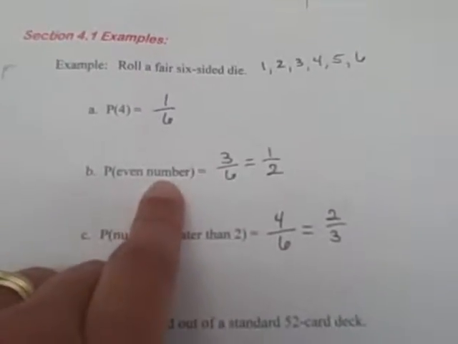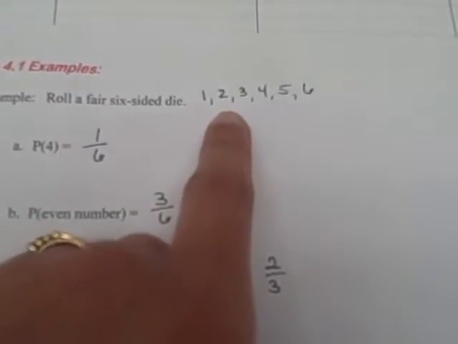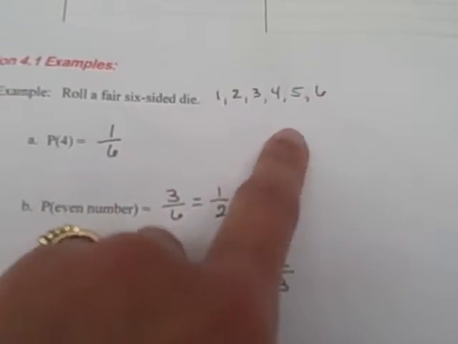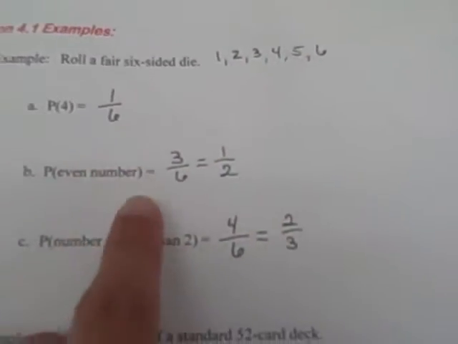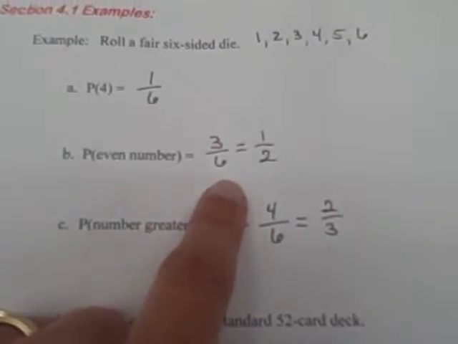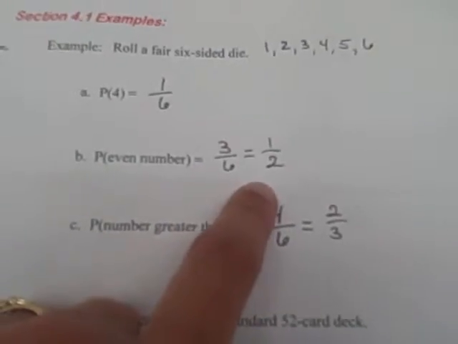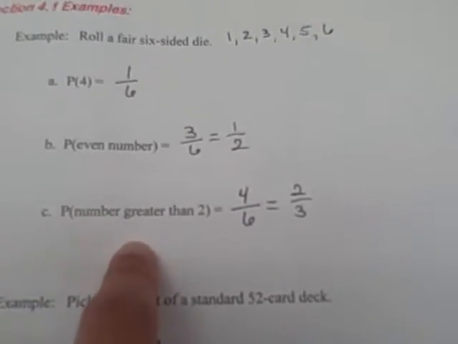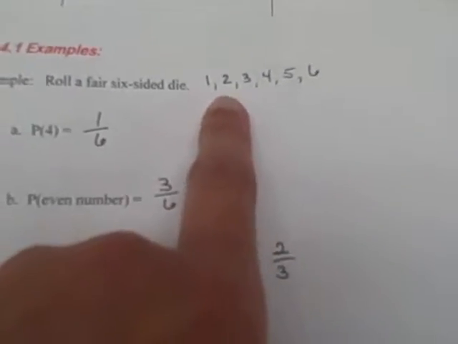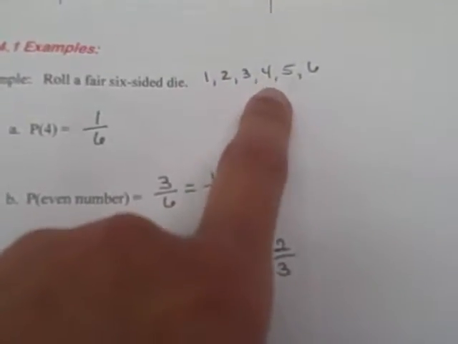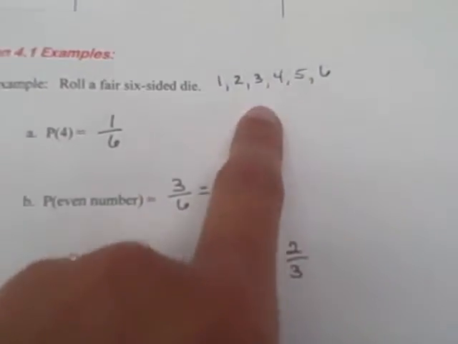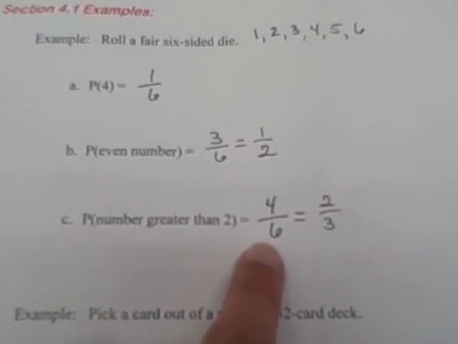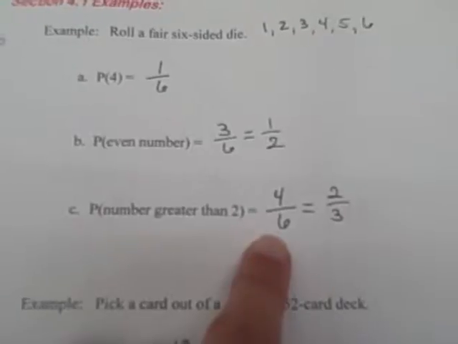The probability of rolling an even number, well, if you look at your outcomes, we have a 2, a 4, and a 6. So 3 out of the 6 outcomes are even. So the probability of an even number is 3/6 or 1/2. Either way is fine. The probability of a number greater than 2, so that does not include 2. That's the 3, 4, 5, 6. There are 4 numbers out of the 6 that are greater than 2. So 4 out of 6, or 2/3.